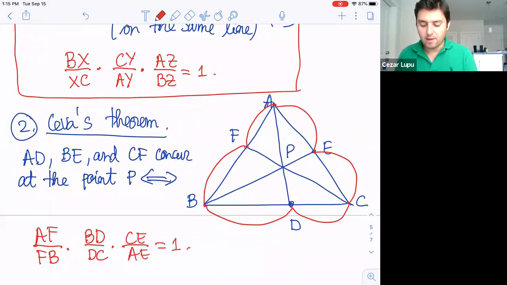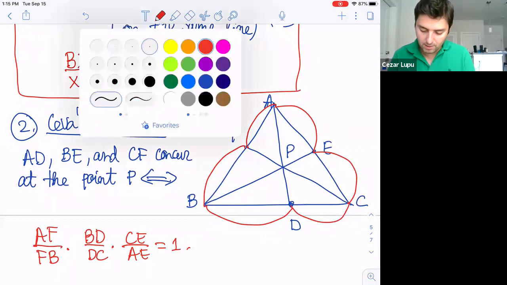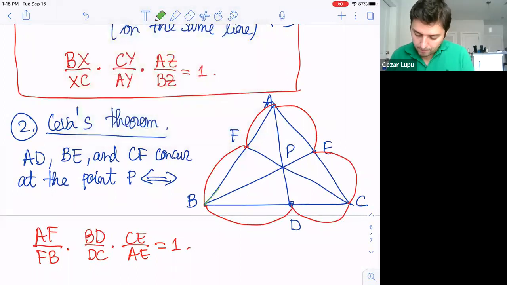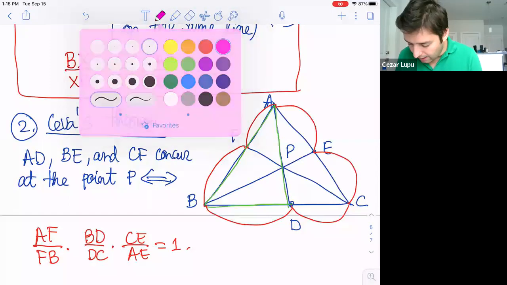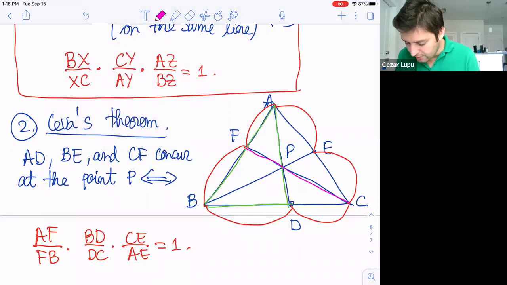Guess what? This product is 1. And this is just a consequence of Menelaus's theorem, because if I look at this triangle right here, let's say ABD, this guy here, FPC, is the transversal, you see? And I apply Menelaus's theorem 3 times, and I multiply all of them, and then guess what? It will give you 1.